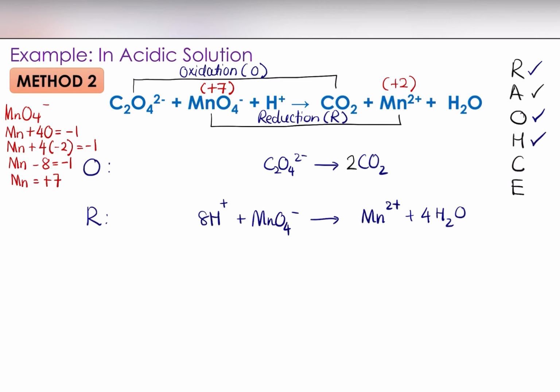Okay, so that's where you have to balance the hydrogen. Settle for hydrogen. Next one, I have to balance the charge. So di sini kena lihat betul-betul. So I got here C2O4 2 minus, the charge is negative 2. So I put negative 2 here.